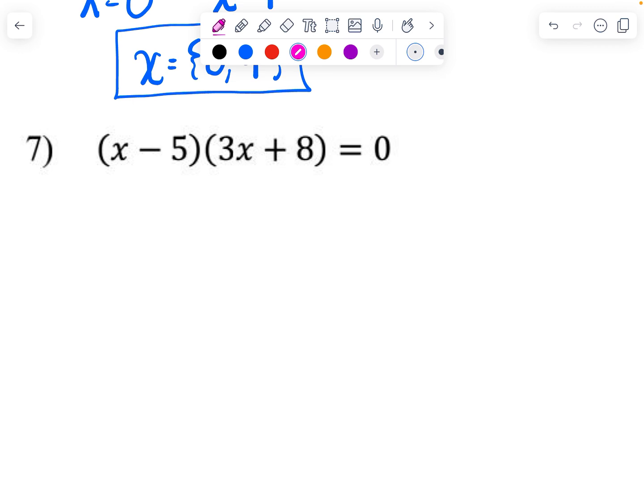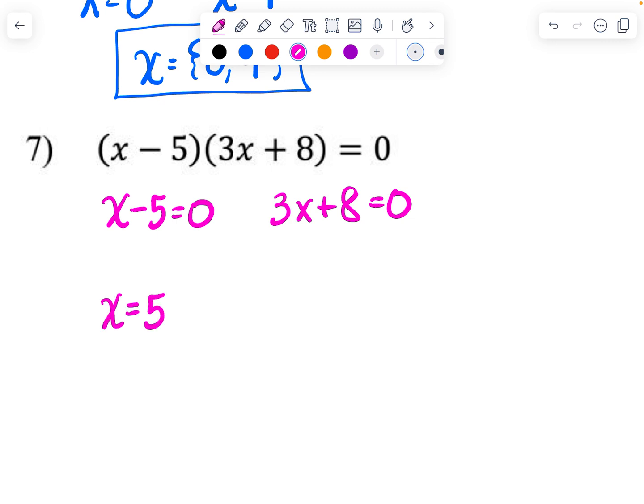Sometimes, occasionally, they will give you the factors and you won't have to actually do any factoring. So right now we have 2 factors, x minus 5 and 3x plus 8. They're already set equal to 0. So my only job is to set each one of these factors equal to 0 and solve for x. So they did a lot of the work for us, which is nice. So I get x equals positive 5.